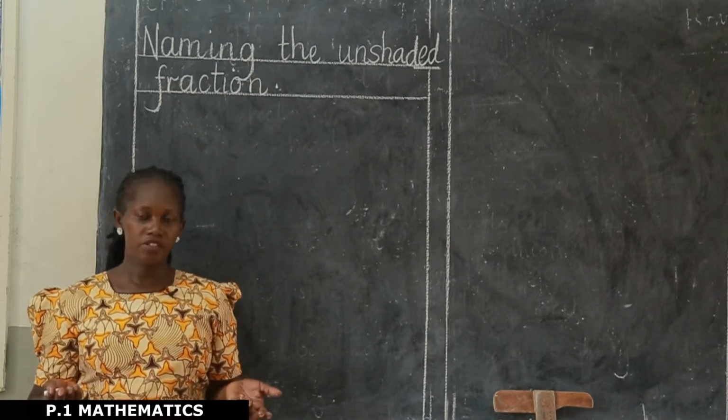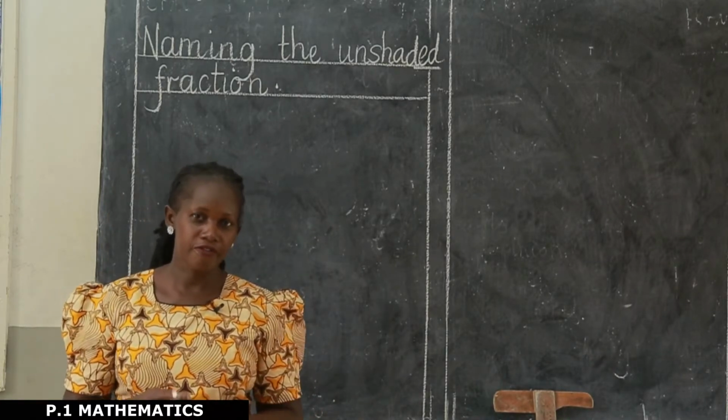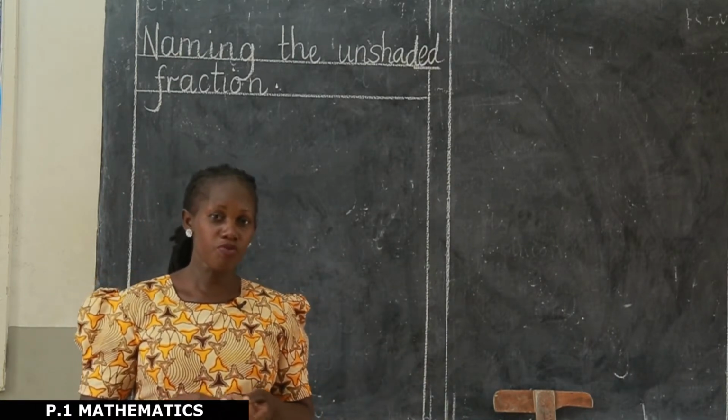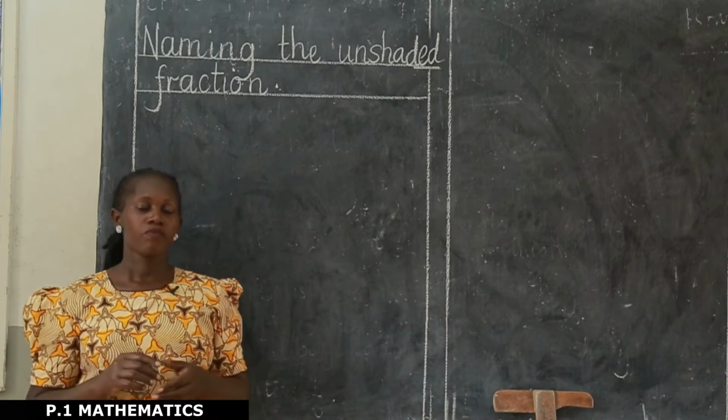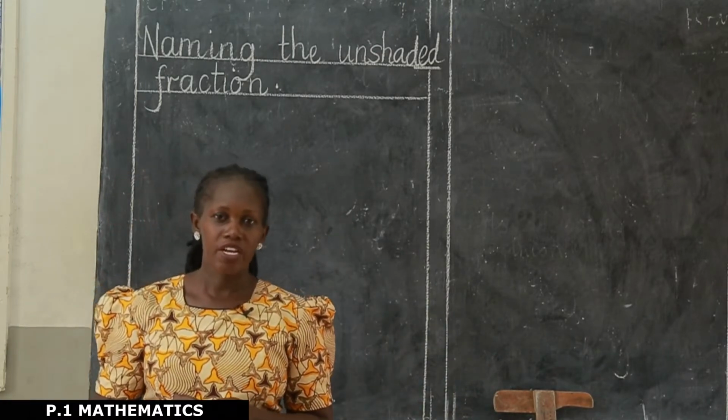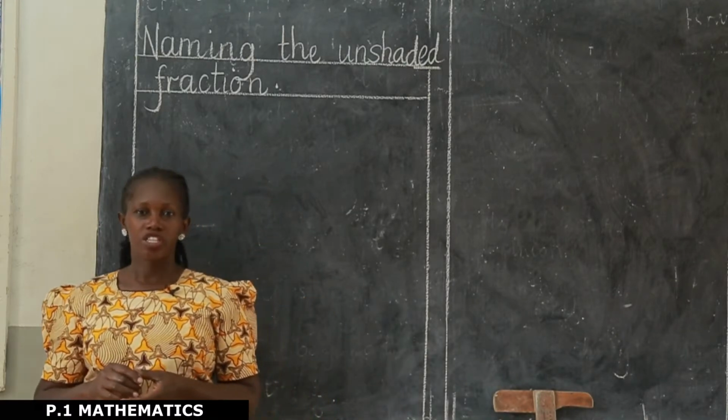And among the fractions, we talked about a half, a third, and a quarter. You remember? We cut those fractions. All right. From there, we looked at how we can identify the shaded fraction.